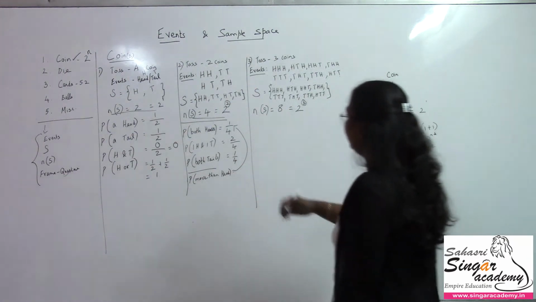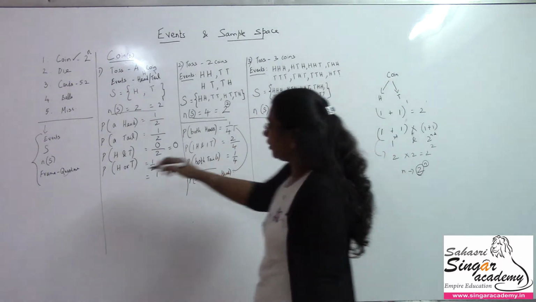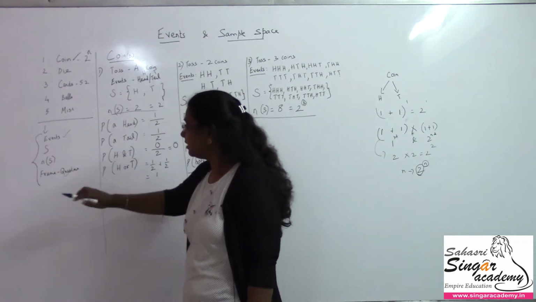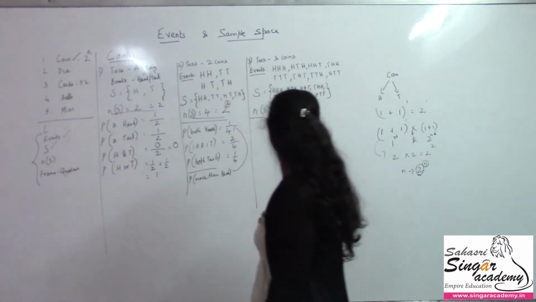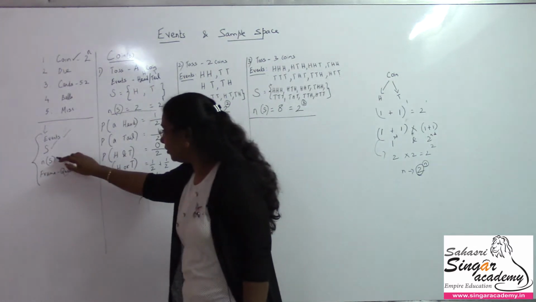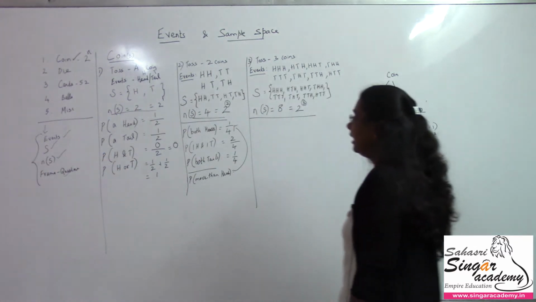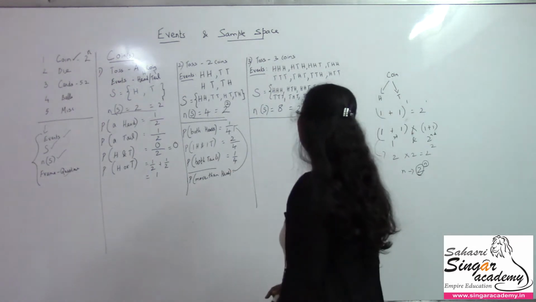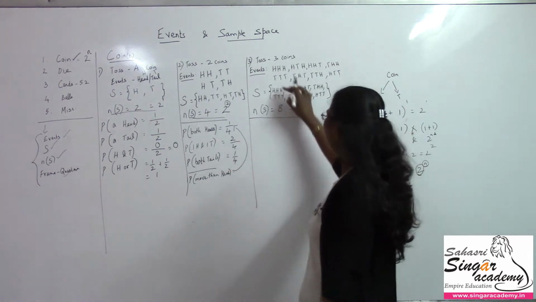Now let me continue here with framing the questions. So I have defined the events with respect to 3 coins. I have defined the sample space. Yes, and I have defined the number of elements in the sample space, the cardinal number, and it is now time to frame the questions. What kinds of questions can we frame? Very simple. You can think about it yourself.